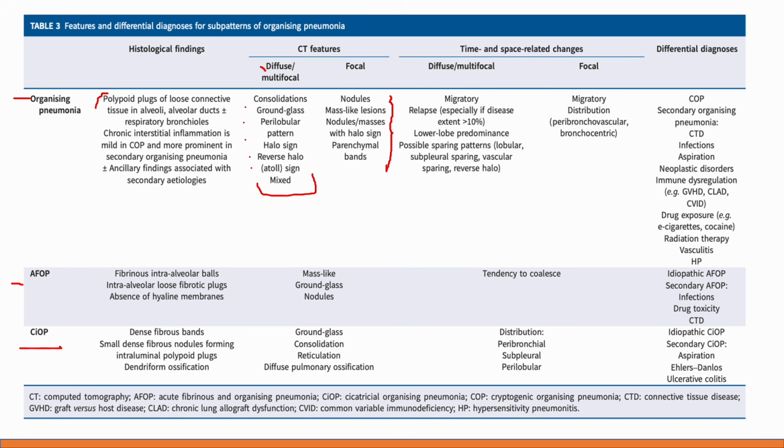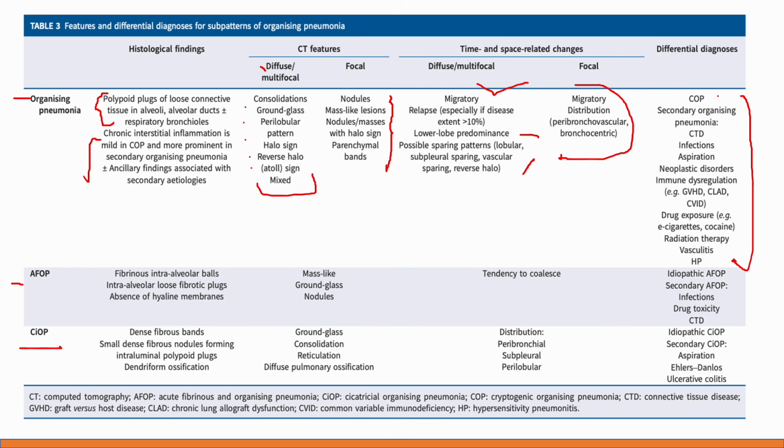Histologically, as I said, polypoid plugs of loose connective tissue in the alveoli, ducts, and respiratory bronchioles, and the interstitial inflammation is less prominent in such a case. Now, these are usually migratory, they can relapse, they have a lower lobe predominance, and they spare the vessels, they spare the lobules, they spare the subpleural space a lot of times. They are migratory, peribronchovascular, bronchocentric. And the differentials could be the cryptogenic variant or secondary to multiple causes.